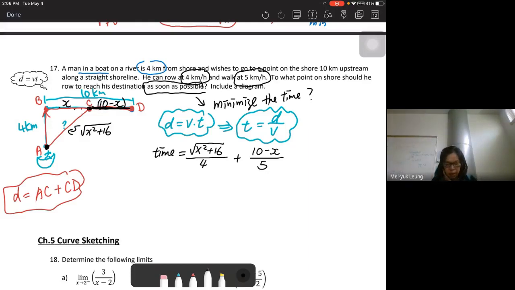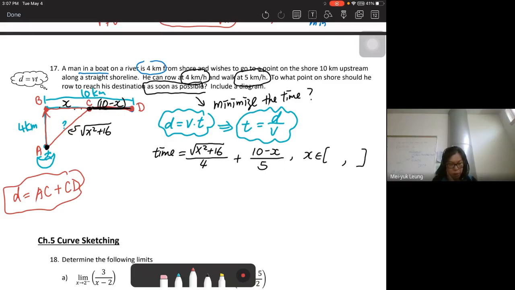Now, in this case, I also want to think about the function for the time. What is the restriction on x? What is the interval? Can we define this time function on a closed interval?